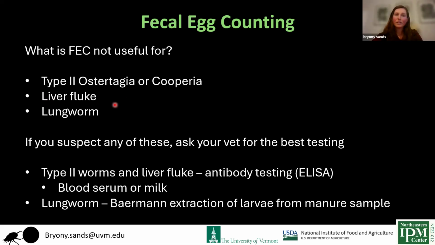Liver fluke takes 8 to 12 weeks to develop into an adult inside the animal. So a lot of that time it's a larvae and not producing eggs. And then lungworm, as I mentioned, that is the larvae that comes out in the manure. So obviously fecal egg counting won't pick that up either. And so if you suspect any of those issues, it's best just to ask your vet for what testing you can use to find out. There are lots of options, so these blood or milk tests and then special tests for lungworm as well.